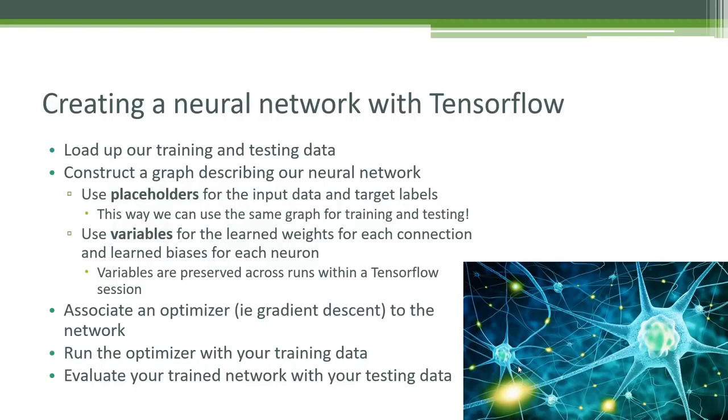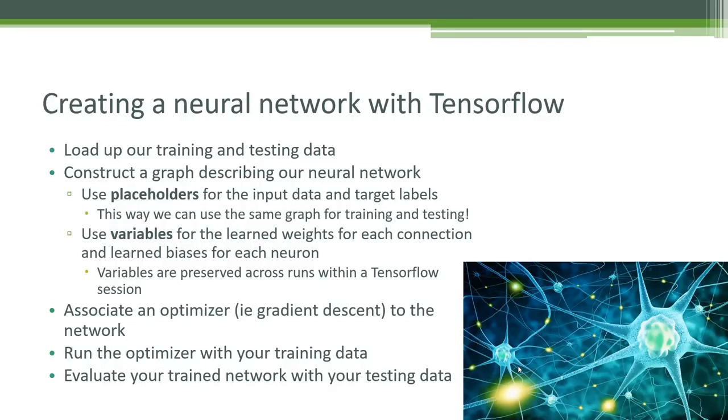We will use variables, like we saw before, to keep track of the learned weights for each connection. So as we iterate through different training steps on our neural network, we're going to use variables to make sure that we have some memory in between runs of what those weights were between each connection and between each artificial neuron, and tweak those using gradient descent as we iterate through more and more training steps. After that, we need to associate some sort of an optimizer to the network as a whole. TensorFlow does make that very easy to do. It can be gradient descent or some variation thereof, such as Adam. We will then run our optimizer using our training data.